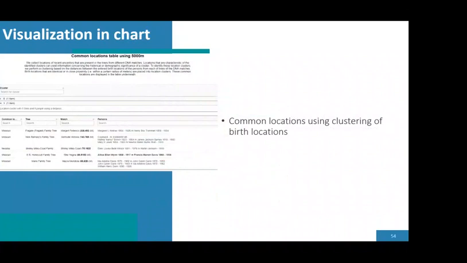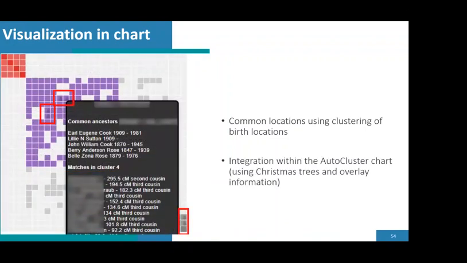Another thing that's being calculated by AutoTree are common birth locations. This procedure can link certain ancestors for DNA matches and provide clues where a specific link can be expected. The common ancestors are also integrated in the main AutoCluster chart using the Christmas trees, and also integrated in the overlay information. And also a GEDCOM file is created, which will allow users to import a reconstructed tree, for instance, in Ancestry or another website.